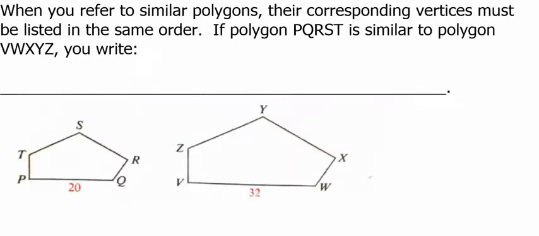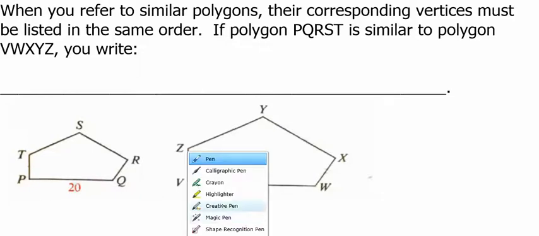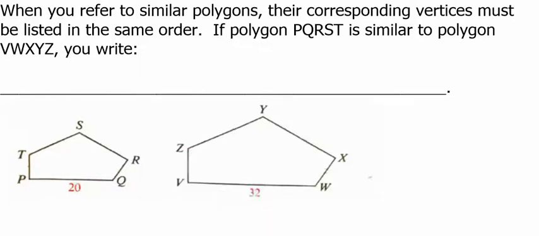So what we'll do is we'll take a look at this picture of these two pentagons. When you refer to similar polygons, how you name them is very important. Their corresponding vertices must be listed in the same order. For instance, if polygon PQRST, so we're starting here at P, I'll just use a highlighter here and kind of go around so that you can see what I'm doing. We've got PQRST.